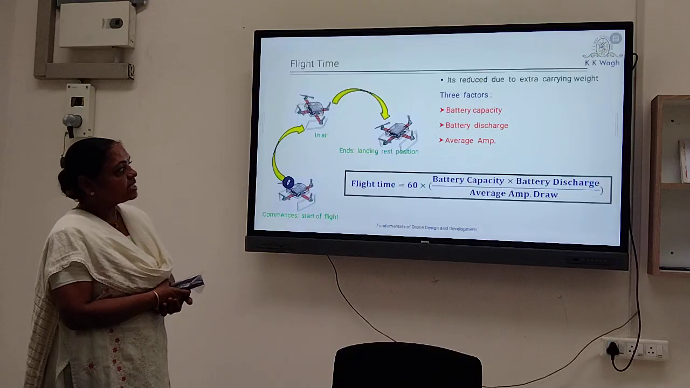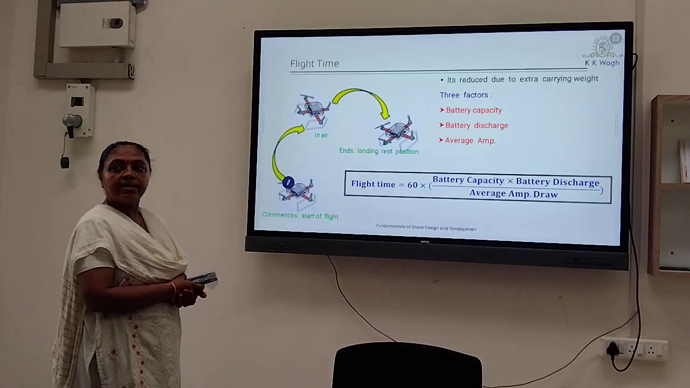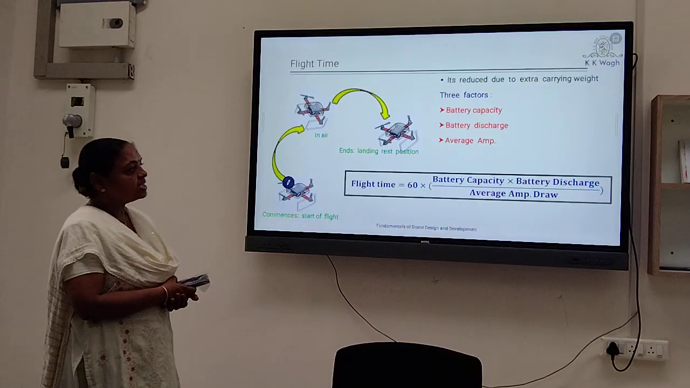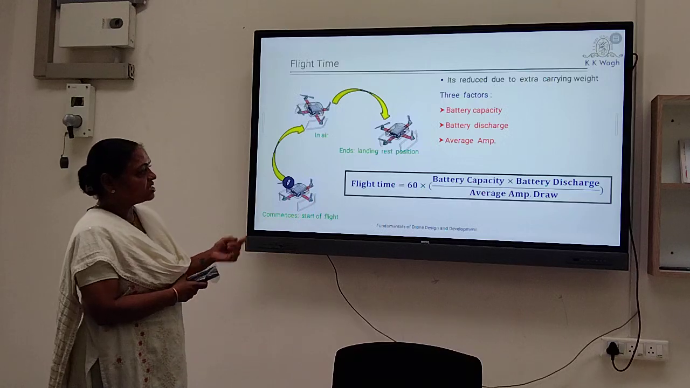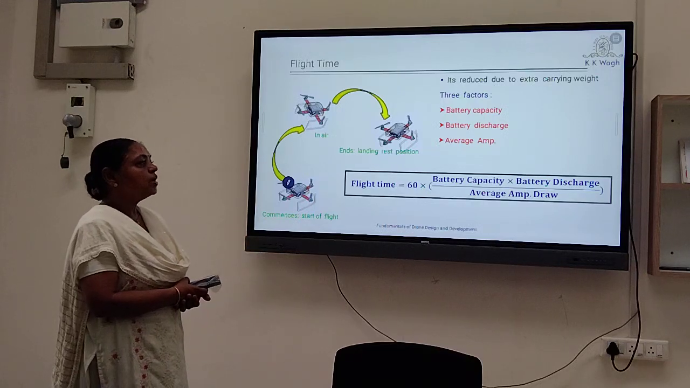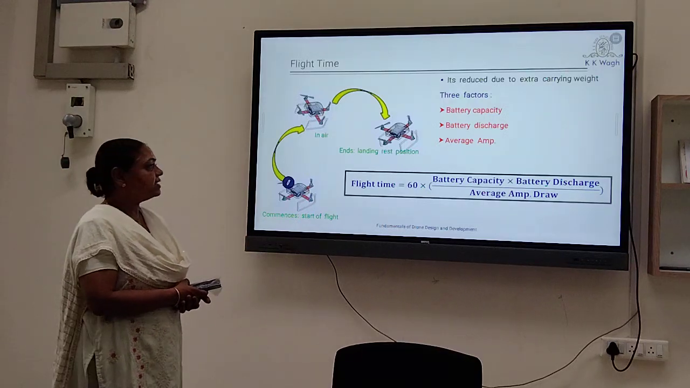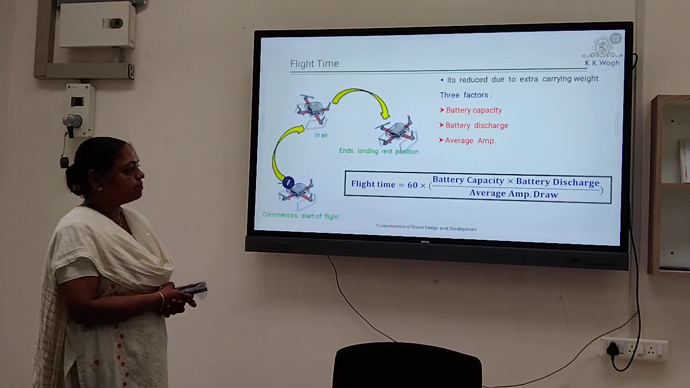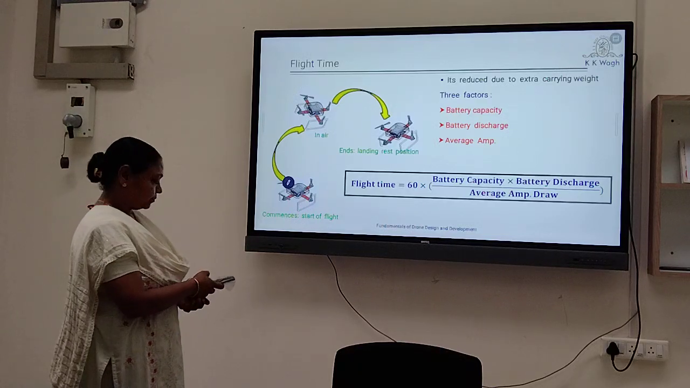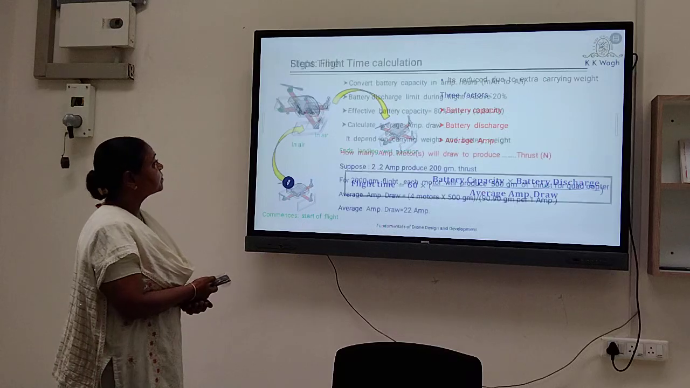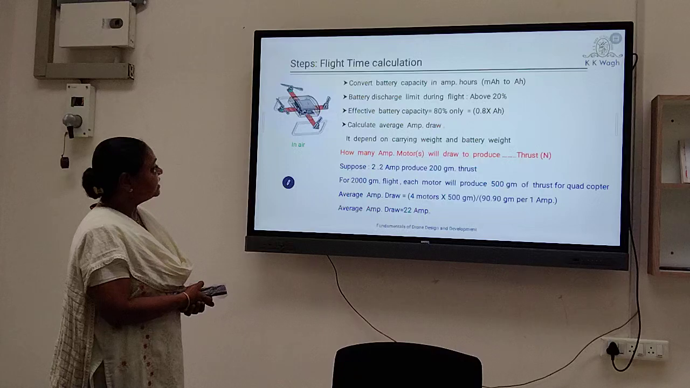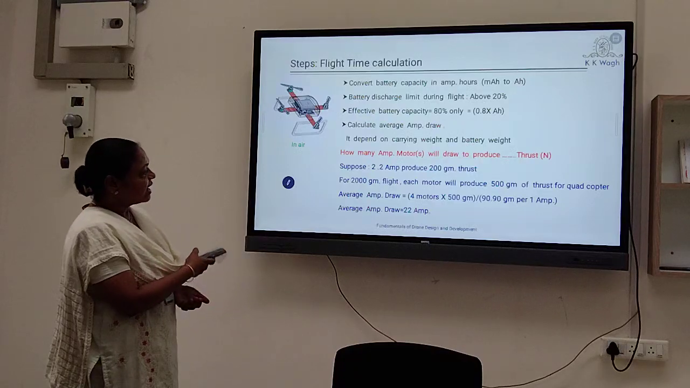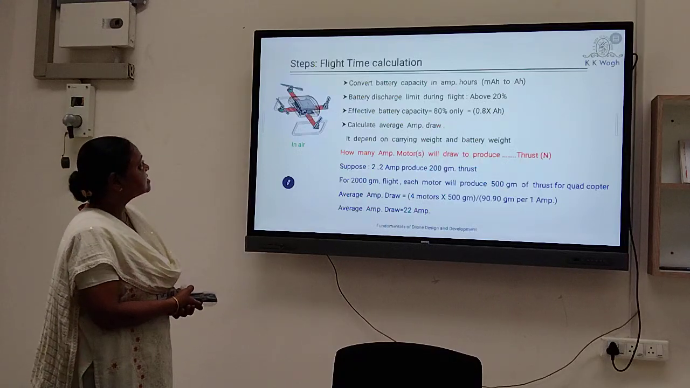Which are the three factors? Battery capacity, battery discharge and average ampere drawn current. Flight time can be calculated using this formula: 60 × battery capacity × battery discharge / average ampere drawn current. In the last slide also, that formula is given.